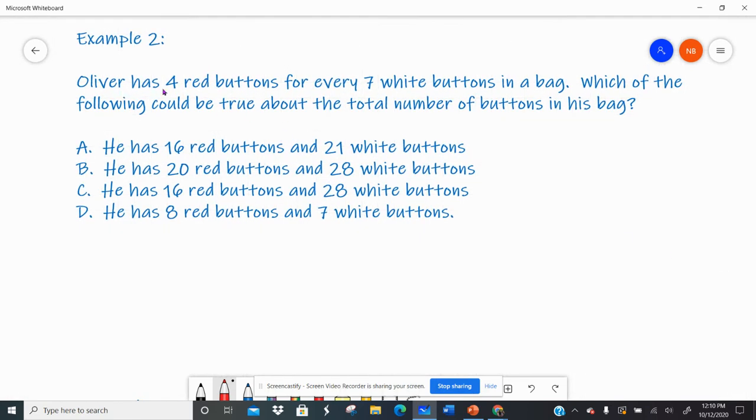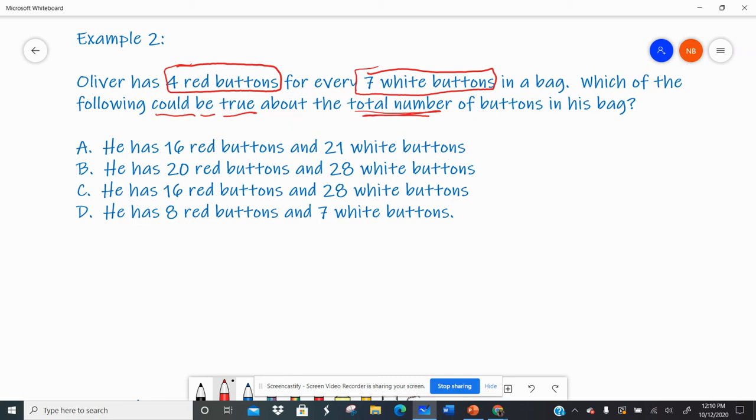This says Oliver has 4 red buttons. I'm going to box that in. That seems important. For every 7 white buttons. 4 to 7. So 4 red to 7 white. It says, which of the following could be true about the total number of buttons in his bag?